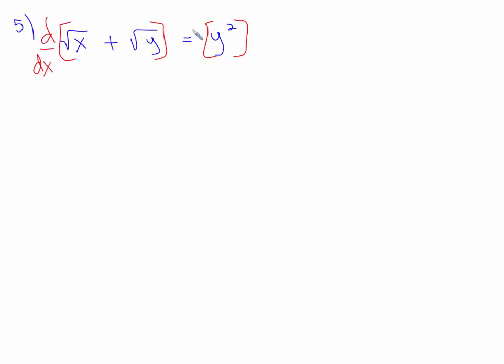Let's take a look at another example. So we have square root x plus square root y is equal to y squared. Okay? So implicitly deriving this, we take the derivative with respect to x on both sides.